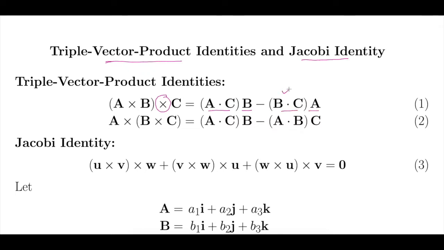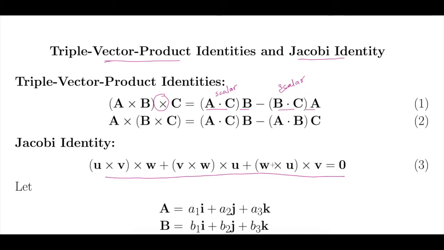Now note that this is a scalar, and this is a scalar, and this is a scalar. Okay, so this means this whole right hand side is a vector actually, and we know that a cross product of two vectors results in a vector. Okay, and this is the Jacobi identity, which we will prove after we prove the triple vector product identity.